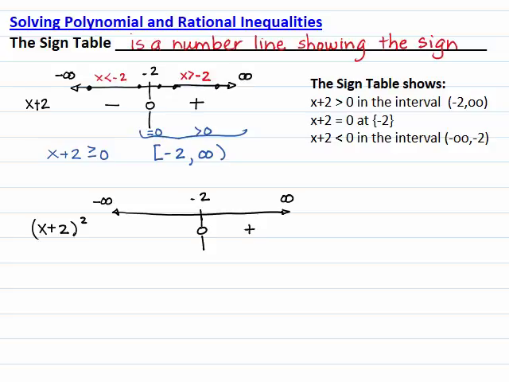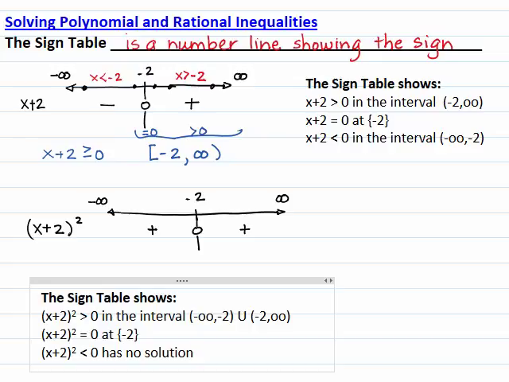And when x is to the left of negative 2, let's say negative 10, negative 10 plus 2 is negative 8, but when you square it, it's also positive. The sign table shows that x plus 2 squared is positive in the interval negative infinity to negative 2 union negative 2 to infinity. It is equal to 0 when x is equal to negative 2, but x plus 2 squared less than 0 has no solution. So there are no numbers x for which x plus 2 squared will ever be negative.